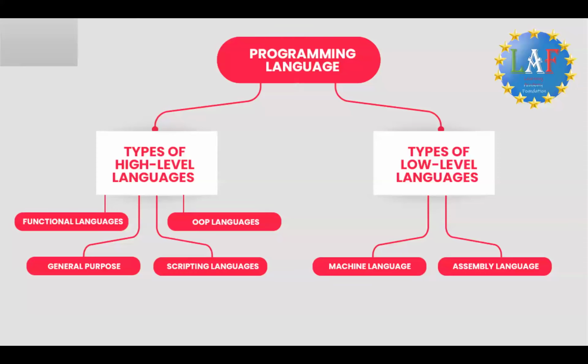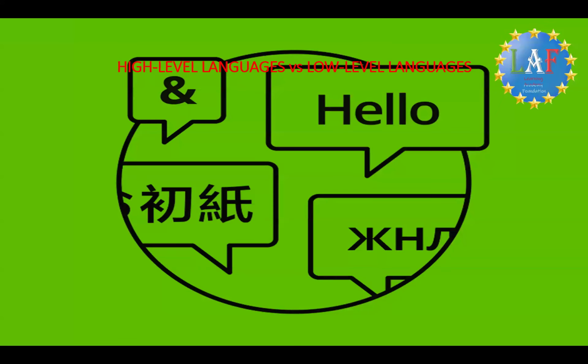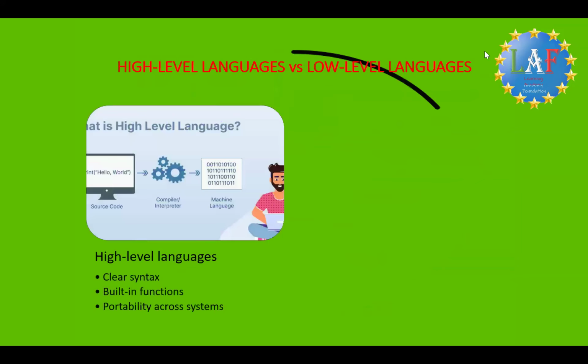Programming languages come in two main types: high level, like functional languages, general purpose scripting languages, and OOP languages, and low level, like machine language and assembly language. High level languages are closer to human language. They are easier to read, write, and understand. They include features like clear syntax, built-in functions, and portability across systems.